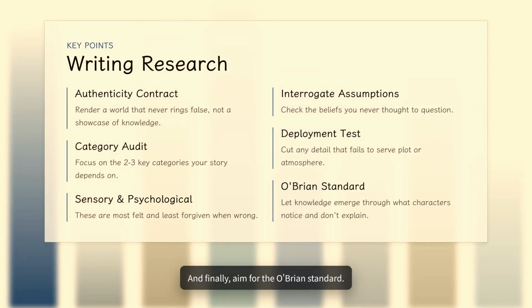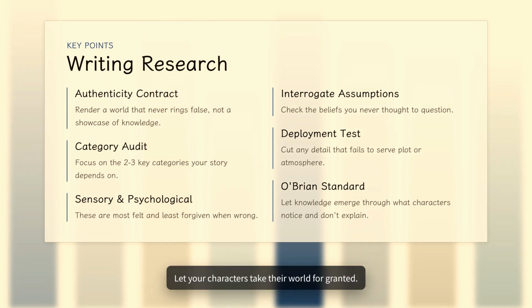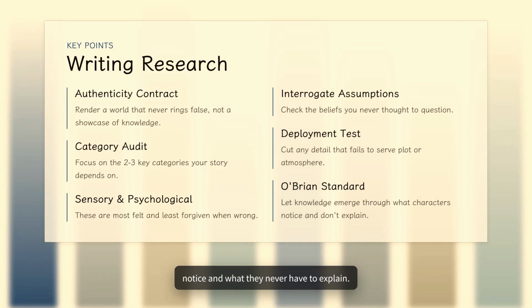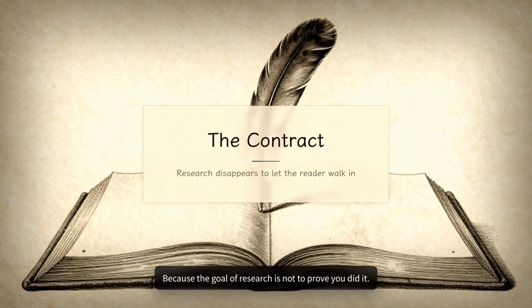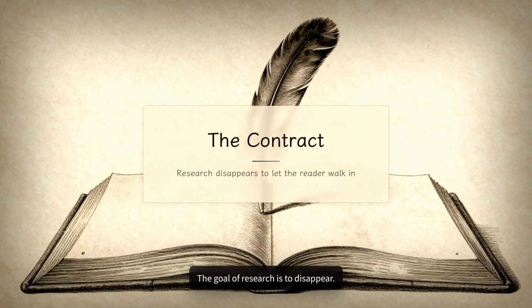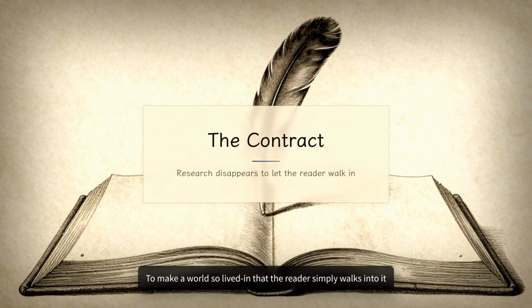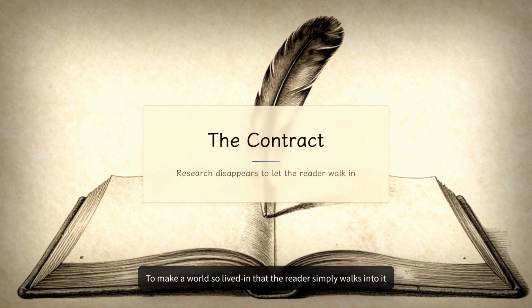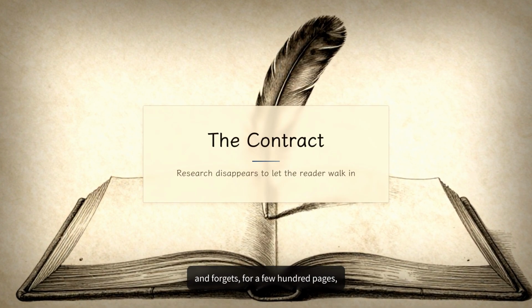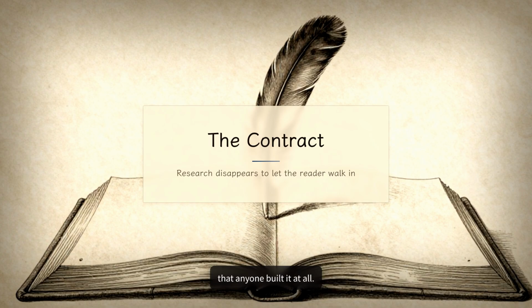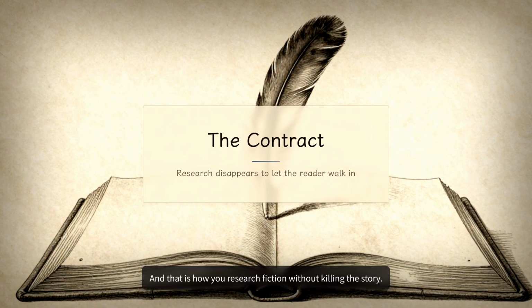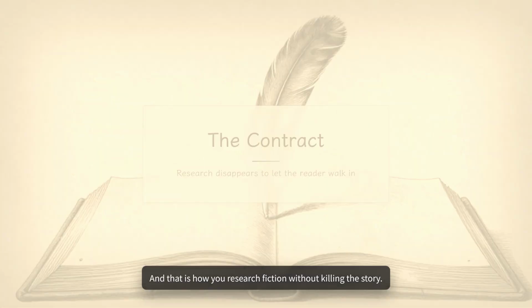And finally, aim for the O'Brian standard. Let your characters take their world for granted. Let knowledge arrive through what they notice and what they never have to explain. Because the goal of research is not to prove you did it. The goal of research is to disappear. To make a world so lived in that the reader simply walks into it and forgets, for a few hundred pages, that anyone built it at all. That is the contract. That is the craft. And that is how you research fiction without killing the story.